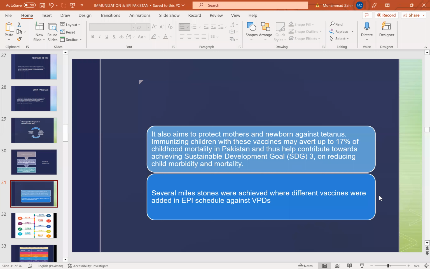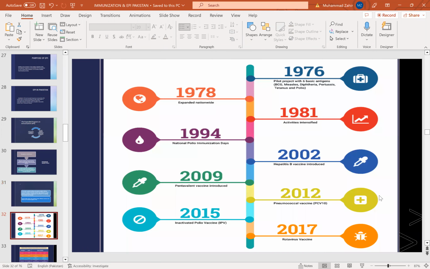Several milestones have been achieved where different vaccines were added in the EPI schedule against VPDs. If we see the milestones, EPI was initially started in 1978, then in 1976, a pilot project with 6 basic antigens, then in 1981 it was actively intensified, and in 1994, national polio immunization days were started, and then in 2002, hepatitis B vaccine was introduced. In 2009, pentavalent vaccine was introduced. In 2012, pneumococcal vaccine, in 2015, inactivated polio vaccine, and in 2017, rotavirus vaccine were introduced.